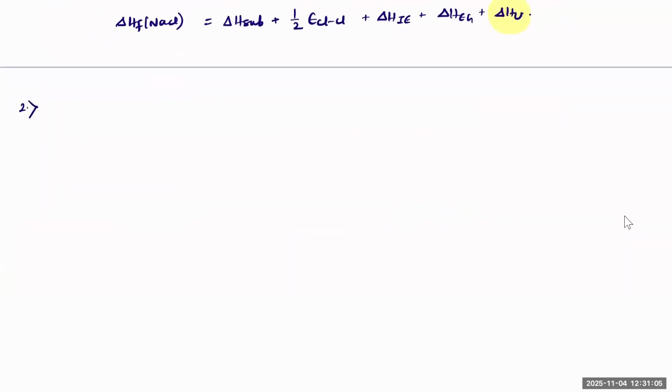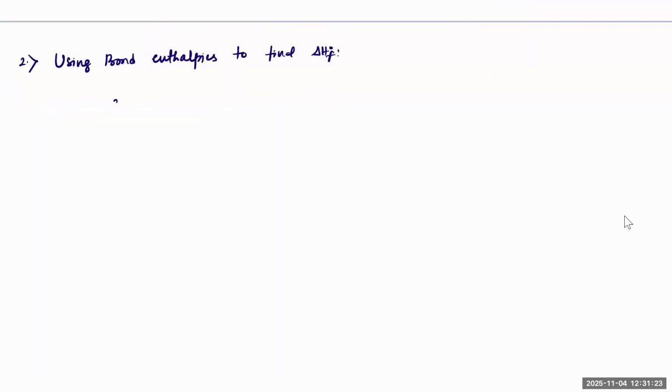The second application is about using bond enthalpies to find delta H of formation. For example, let me write this one. Let's say CH4 gas is treated with 2 O2 gas, giving CO2 gas plus 2 moles of H2O liquid, correct?